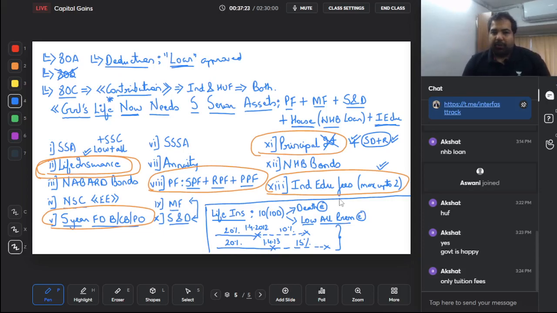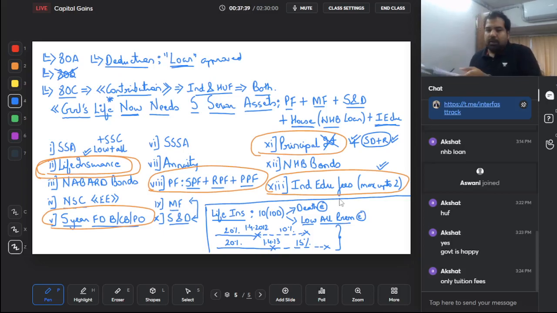Perfect. So guys, this is how 80C works. This is applicable to both, as you know, individuals and HUFs only, but both residents as well as non-residents. Guys, this is very, very often used in the exam. Let me check if there's anything missing. This is the biggest deduction anyway.